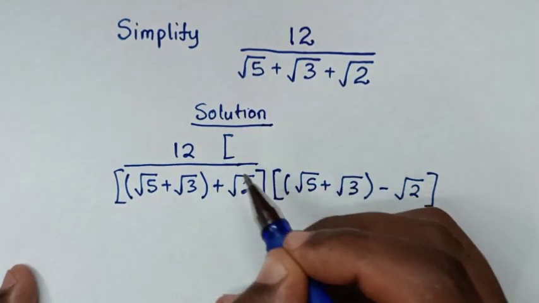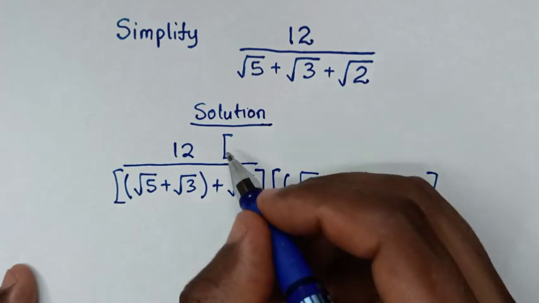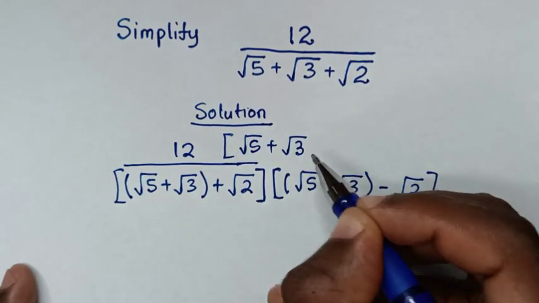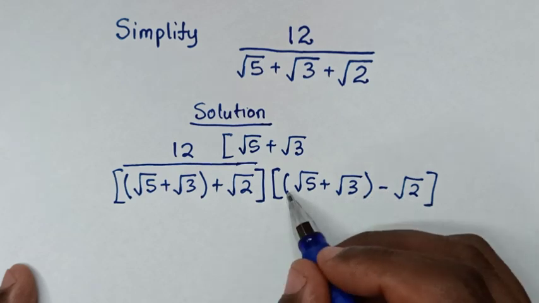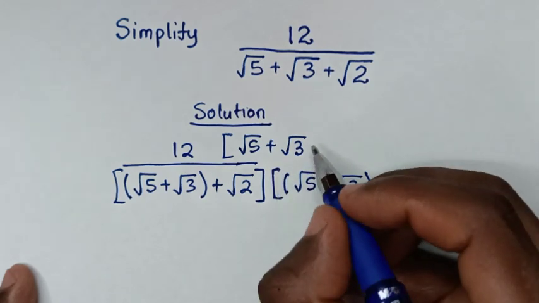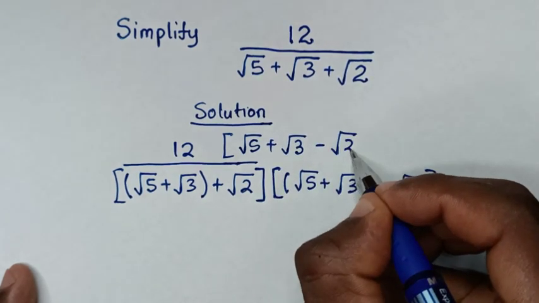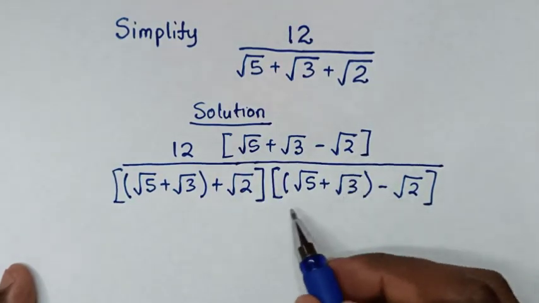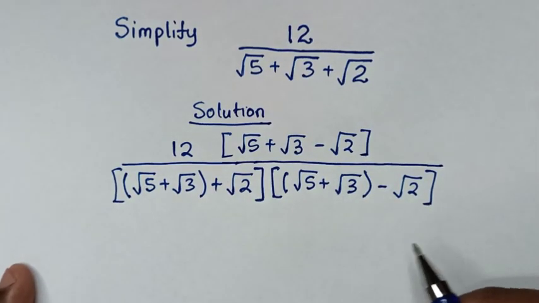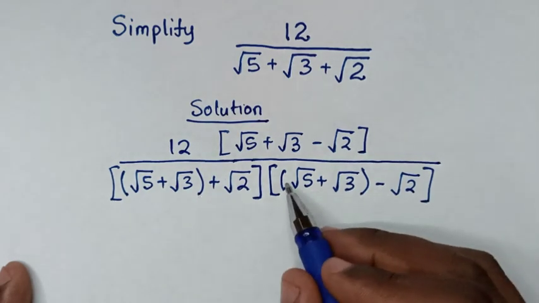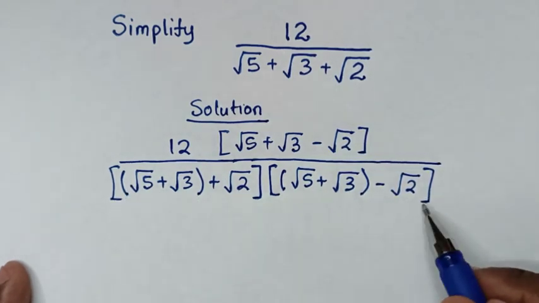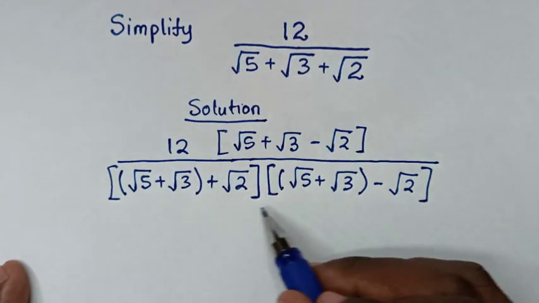So here it will be bracket this, which is square root of 5 plus square root of 3. No need to place bracket, it is the same thing. So it will be minus square root of 2 bracket. So this and this will look the same. Here we place bracket, because this is the denominator, it is in the form of a perfect square.